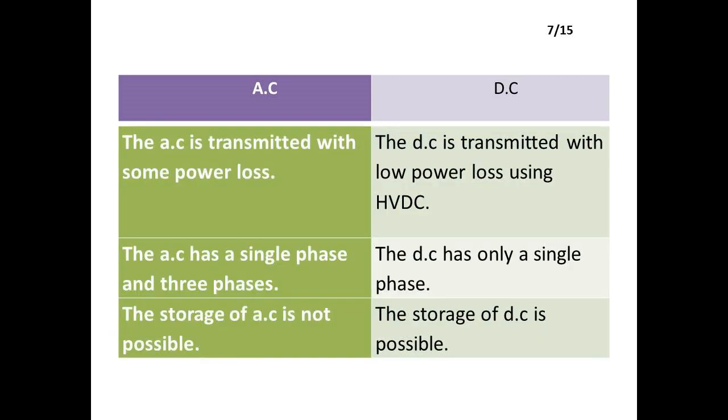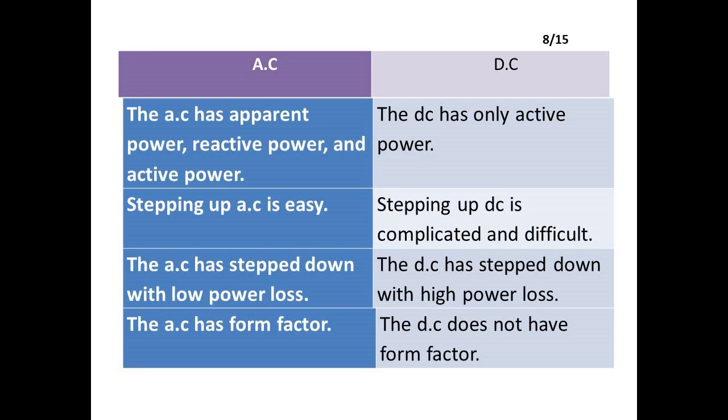The AC is transmitted with some power loss. The DC is transmitted with low power loss using HVDC. The AC has a single phase and 3 phases. The DC has only a single phase. The storage of AC is not possible. The storage of DC is possible. The AC has apparent power, reactive power and active power. The DC has only active power.